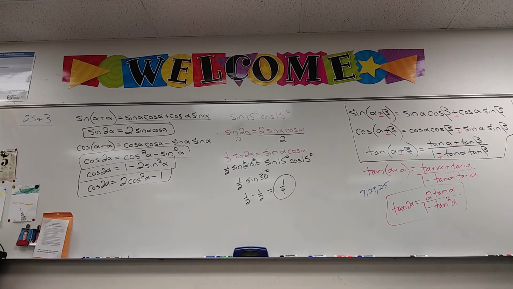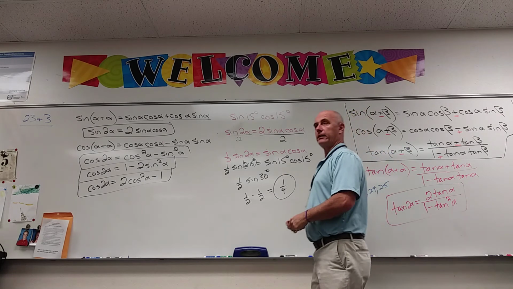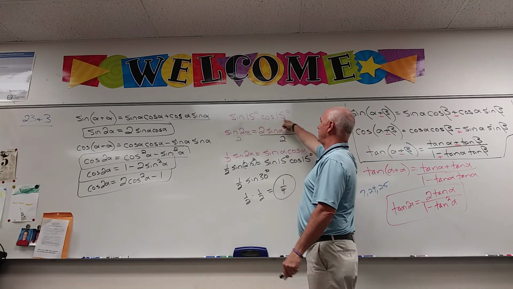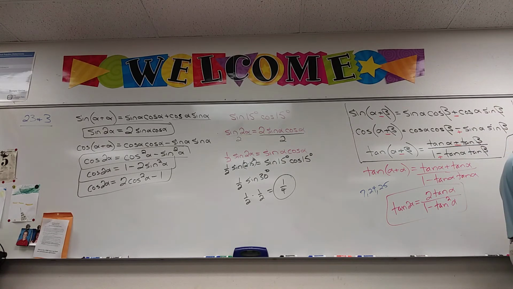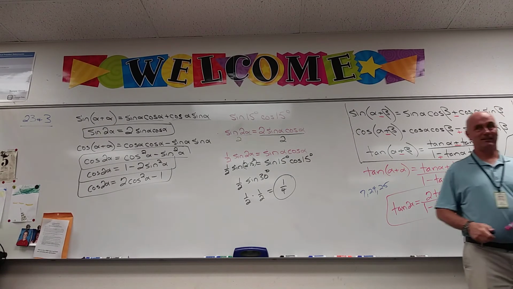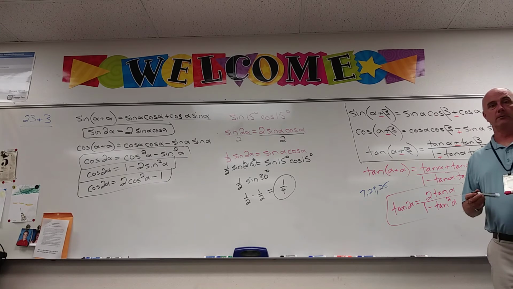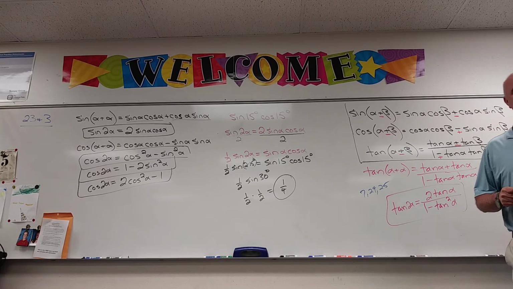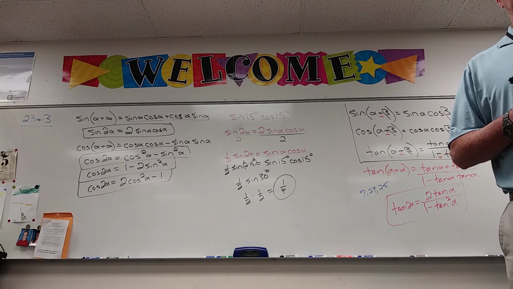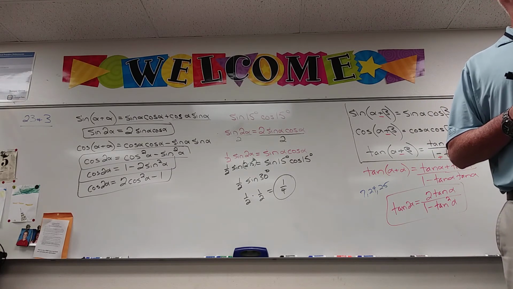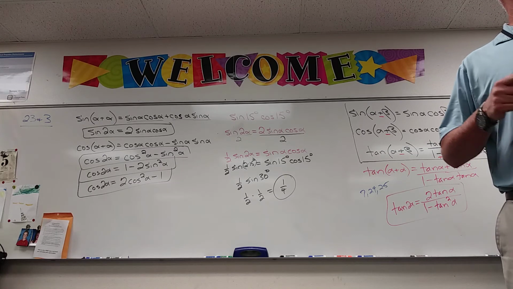Well, think about it this way. In your calculator, if you want, fire in sine of 15 degrees, cosine of 15 degrees. Make sure you're in degrees mode, not radian mode. What'd you get? 0.25, which is the same thing as 1/4.